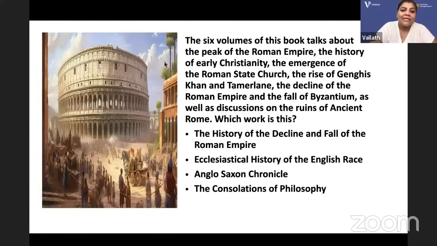Next question. The 6 volumes of this book talk about the peak of the Roman Empire. There is a mistake here. So this book is in 6 volumes. They talk about the peak of the Roman Empire, the history of early Christianity, the emergence of the Roman state, the rise of Genghis Khan and Tamerlane, the decline of the Roman Empire. Oh my God, so many things.